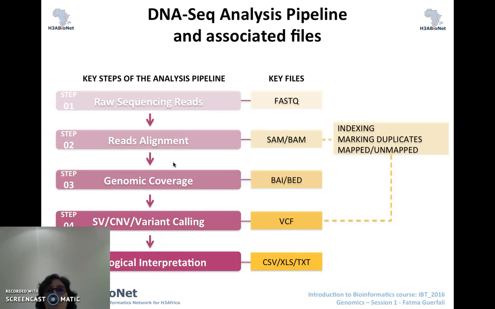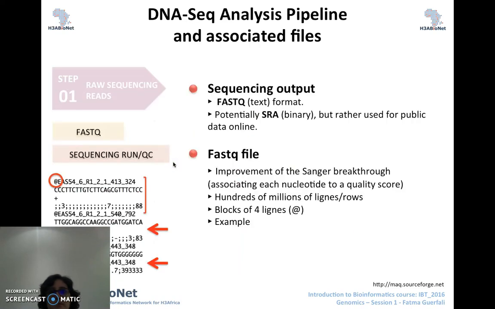So the basic steps are first to take the raw sequencing reads out of your platform, then align them on a reference genome, then calculate the genomic coverage, then identify large structural variations or copy number variations for genes or chromosomes, or variant calling for SNPs and indels. And then, of course, the biological interpretation of your datasets.